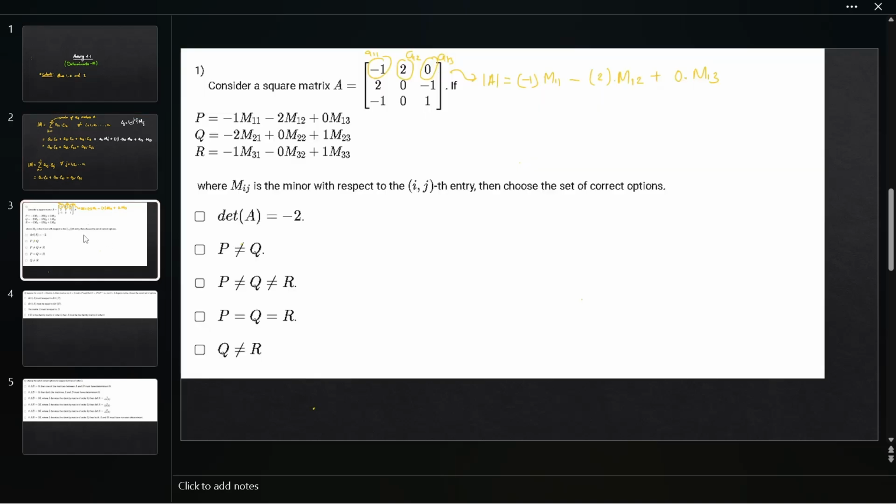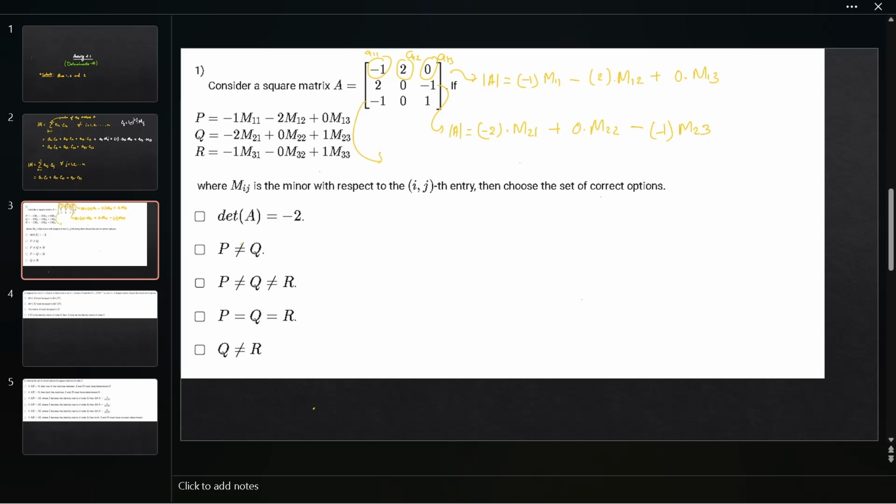Now, similarly, I can do it for row 2 as well. If I do it along row 2, this time I will get minus 2 times M21 plus 0 times M22 minus minus 1 times M23.